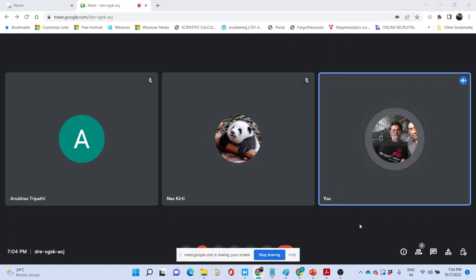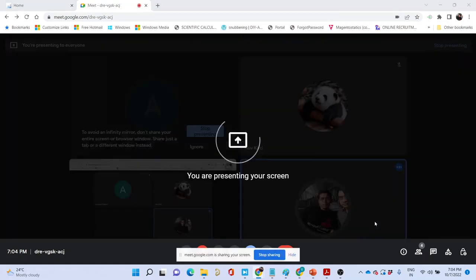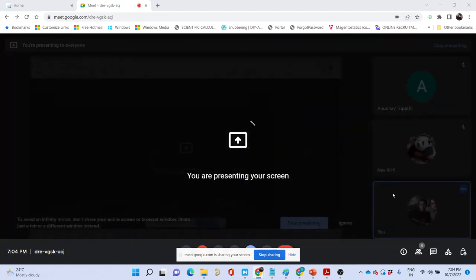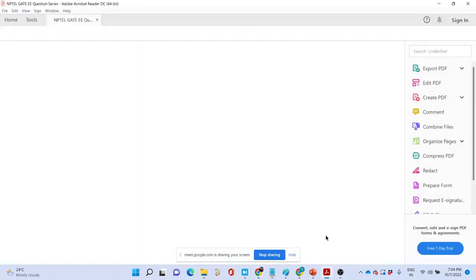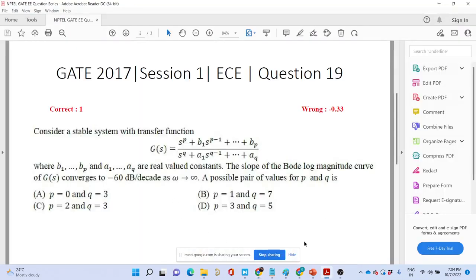You can see my screen, right? Is the screen visible? Yeah. Okay, so this is the first sum. Very simple sum. I will give you 3 or 4 minutes. You can just tell me what you are getting.